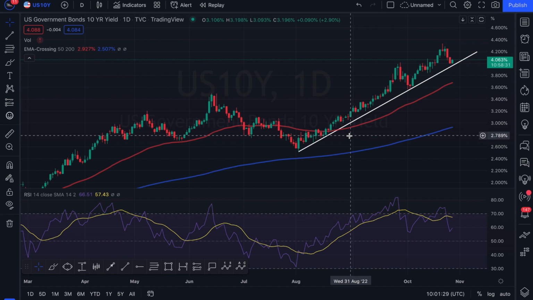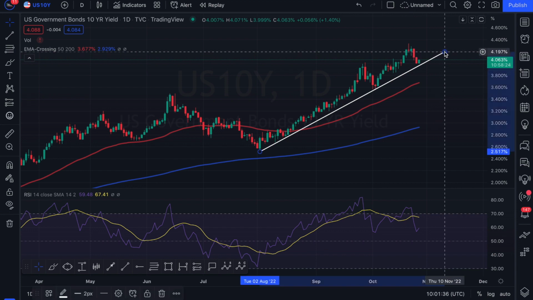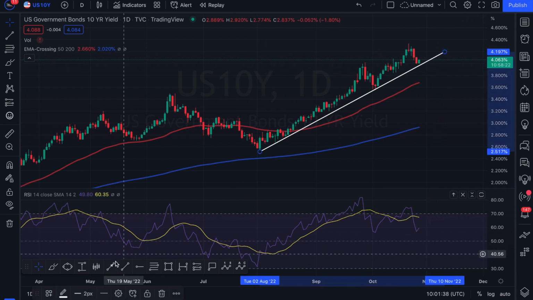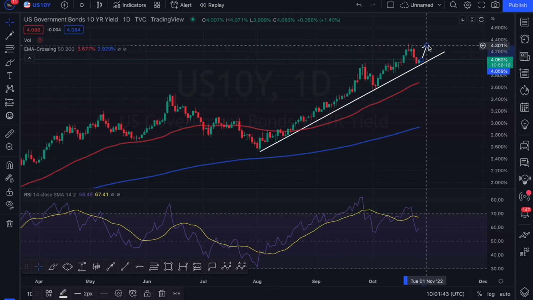We're still clearly trading in an uptrend here, and it looks to me as if we are going to bounce here off this uptrend line. I feel like the yields are due one final push to go and test the highs, and I think that's going to cause some short-term downside volatility in the stock market.